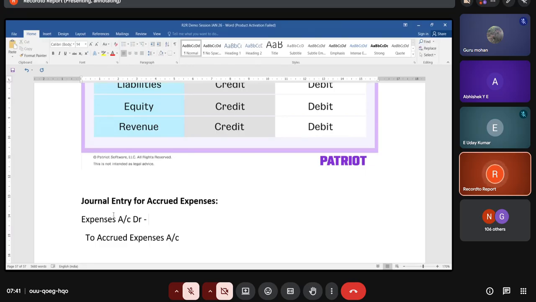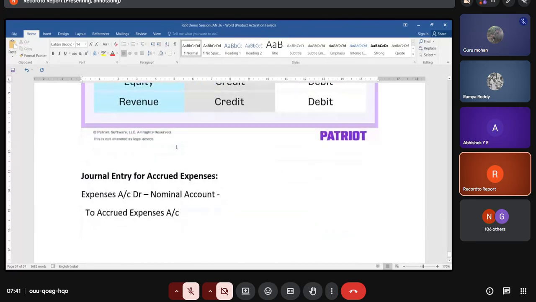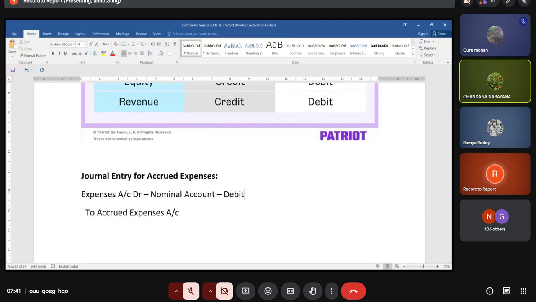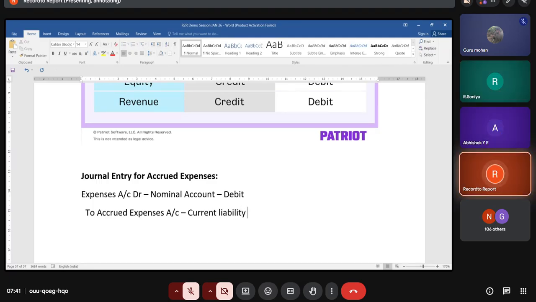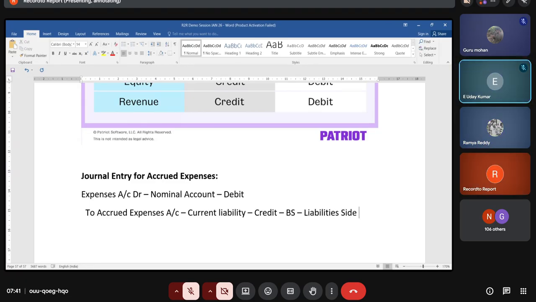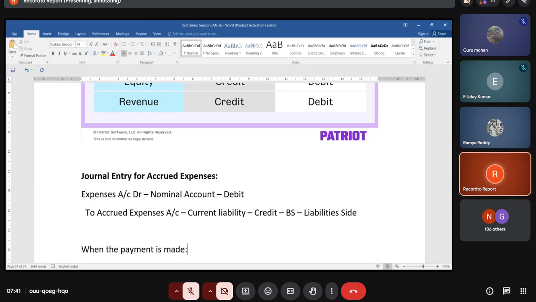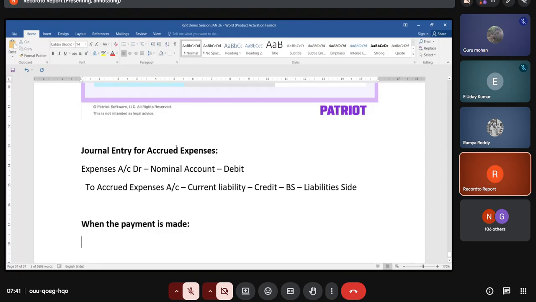Expenses is which type of account? Nominal account. When the expenses increase, we need to debit or credit? Debit. Accrued expenses is which type of account? Current liability. When the liability increases, we need to debit or credit? Credit. Where will it show on the balance sheet? Liability side. And when the payment is made, whatever expenses we have incurred, that is not made.